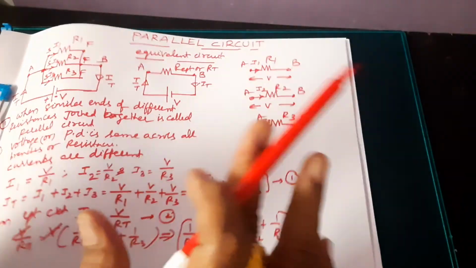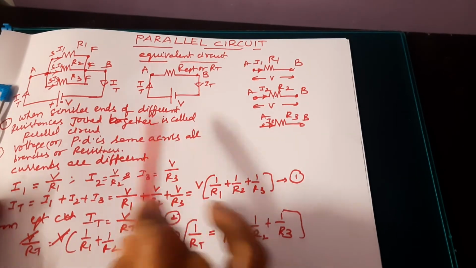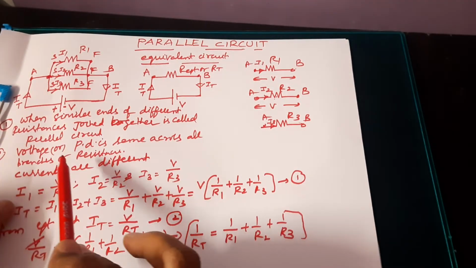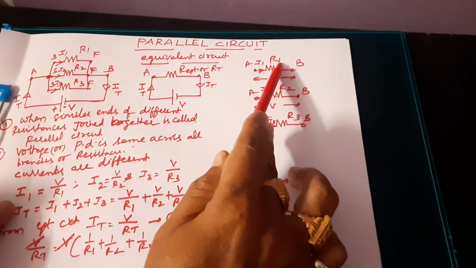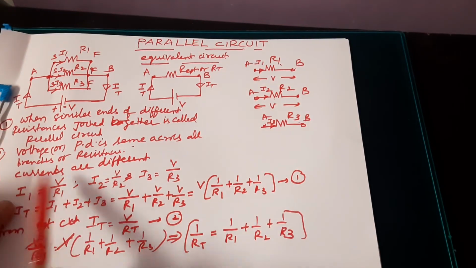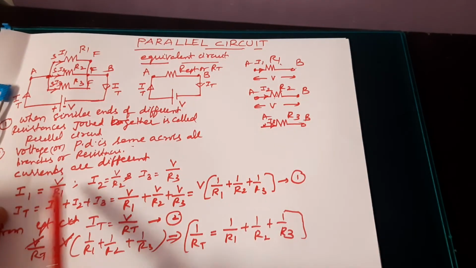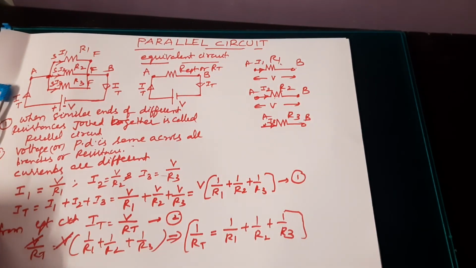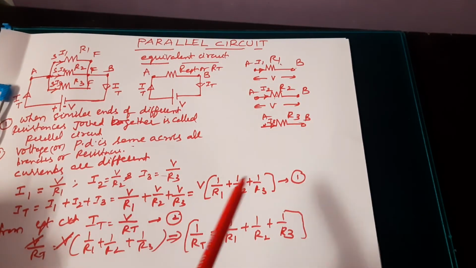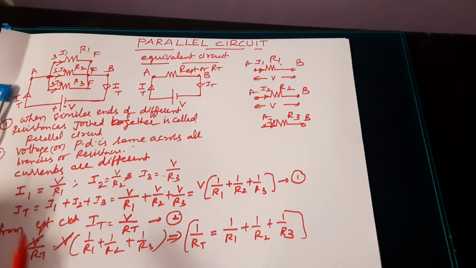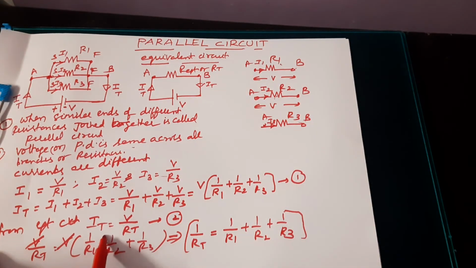Once again, I am concluding the points. First point, when similar ends of different resistances are joined together, it is called a parallel circuit, as shown in the figure. Second, in a parallel circuit, voltage or potential difference is the same across each resistance as shown here. Third point, currents are different. Why are the currents different? Because of different resistances. I1, I2, I3 as given here. Fifth point, the total current is divided among these three resistances as the sum of these three currents. By taking the voltage common, we can write like this. And sixth one, from the equivalent circuit, we can find the total current like this.